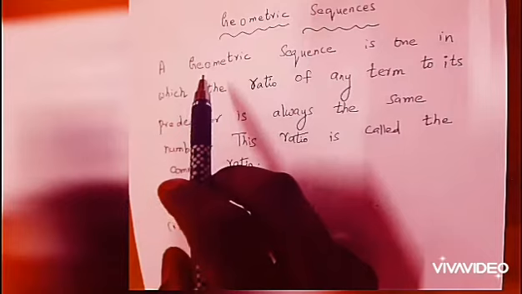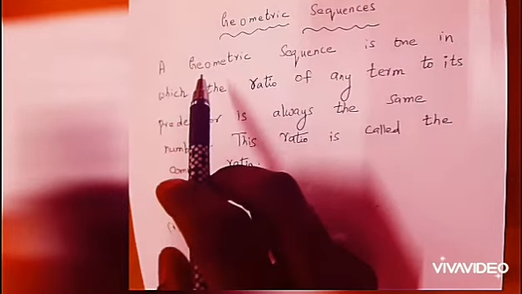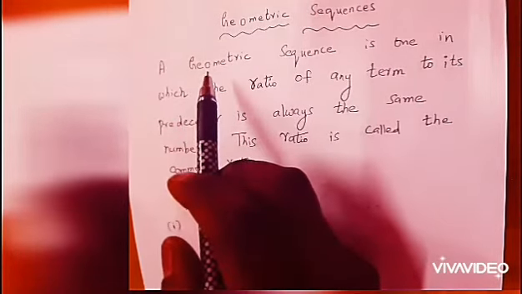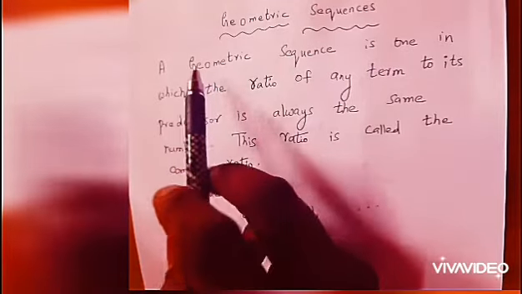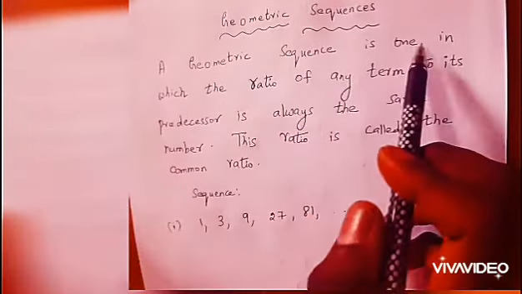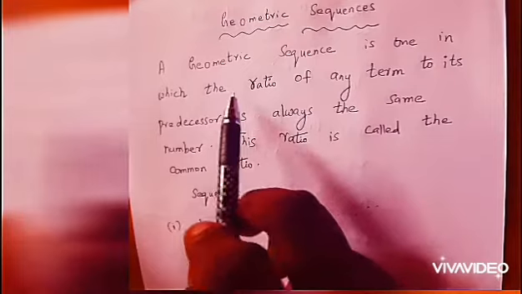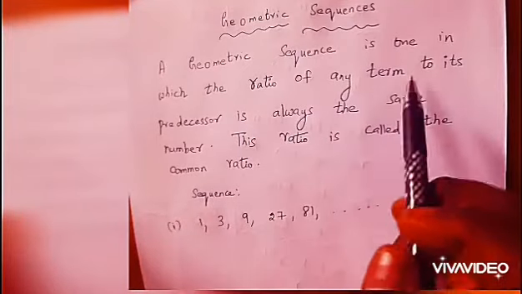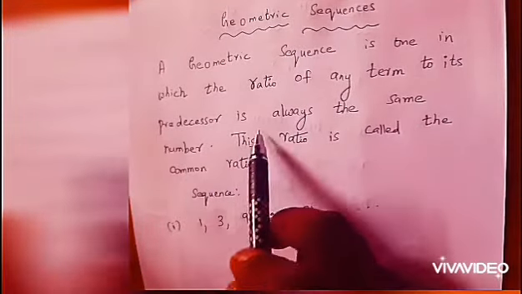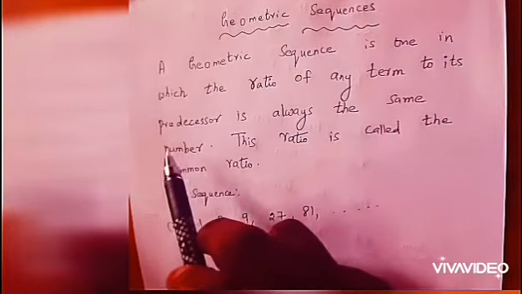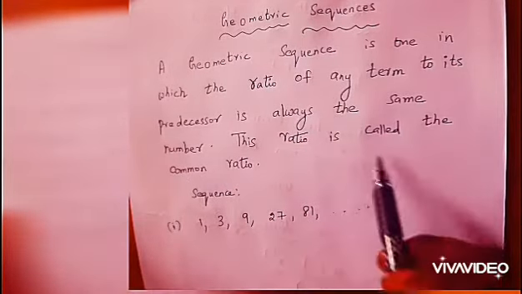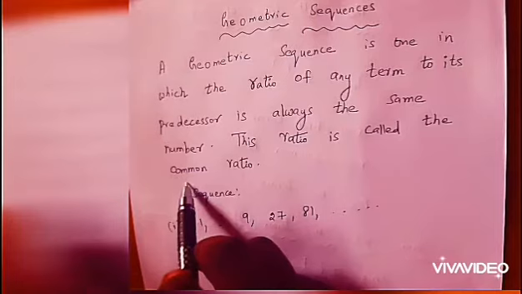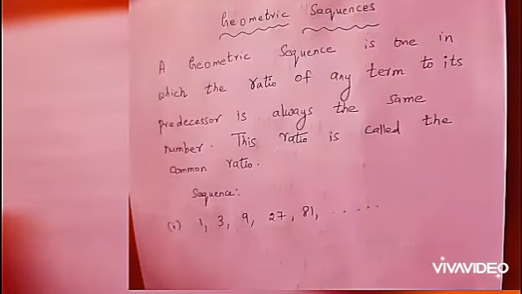When I take the class, I request all the students to write this in your maths classwork. A geometric sequence is one in which the ratio of any term to its predecessor is always the same number. This ratio is called the common ratio. Okay, this is the definition.